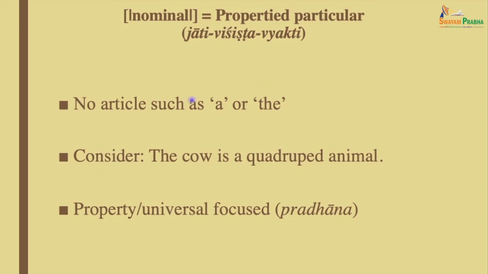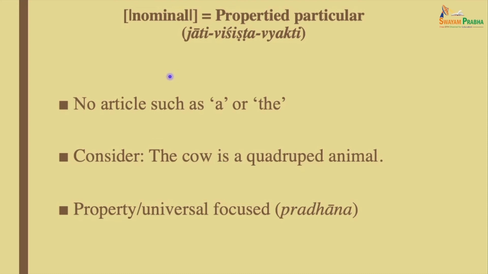Now, in Sanskrit, there is no article. There is no a or the or an or anything, right? So if I want to say the man, I will say naraha. If I want to say a man, I'll say naraha. So what is the meaning? Is it the entire universal, like all men, or is it just one man, one specific man?